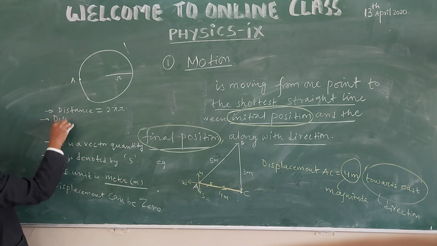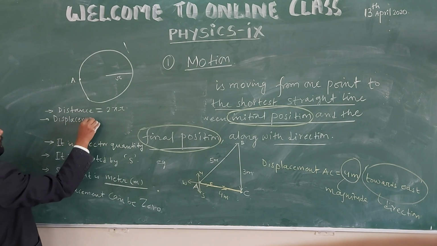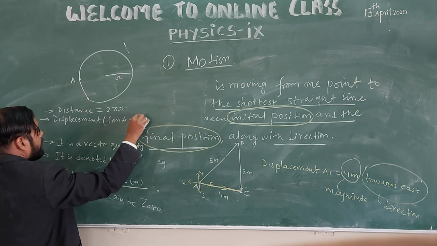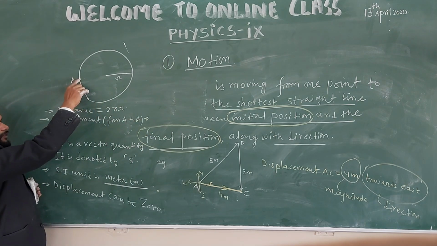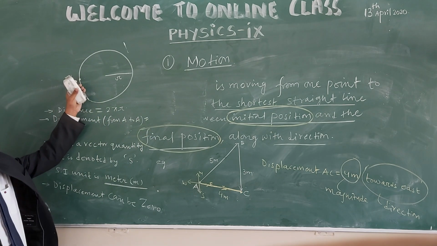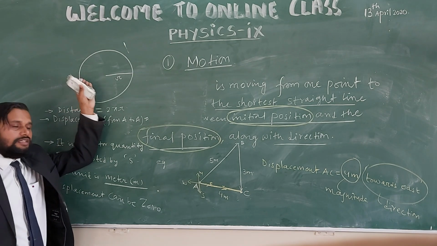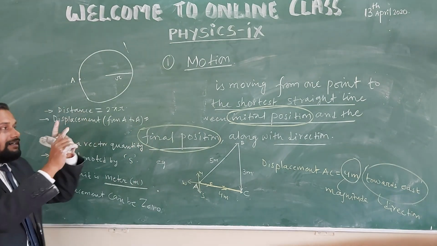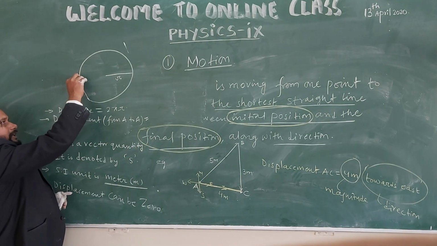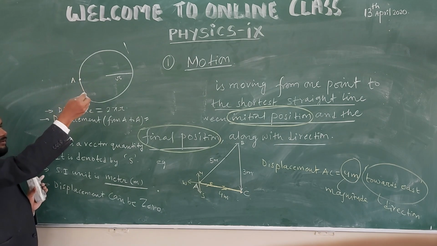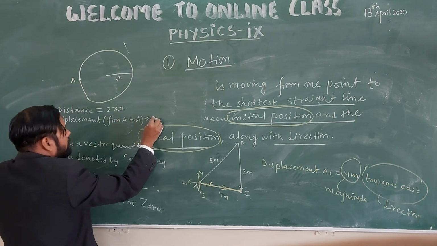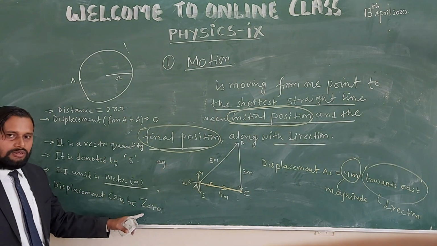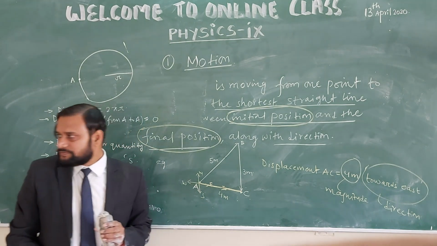But displacement from A to A. A to A means it has started from a starting point. Initial position is A and the final position is also A. And the shortest distance between A and A is how much? Nothing, 0. So the displacement from A to A is 0. So that means displacement can be 0 but distance cannot be 0.